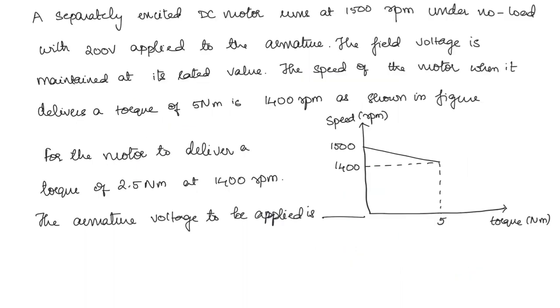Okay. The next question, we have a separately excited DC motor that runs at 1500 RPM under no load with 200 volt applied to the armature.